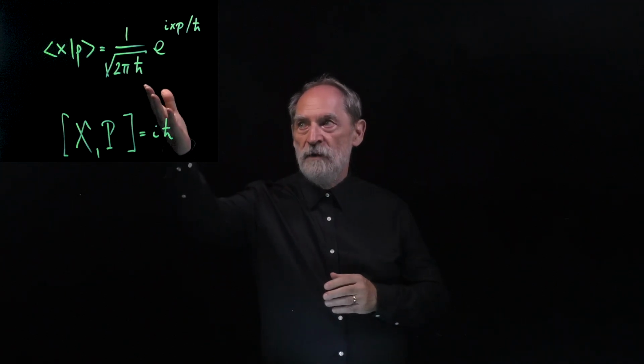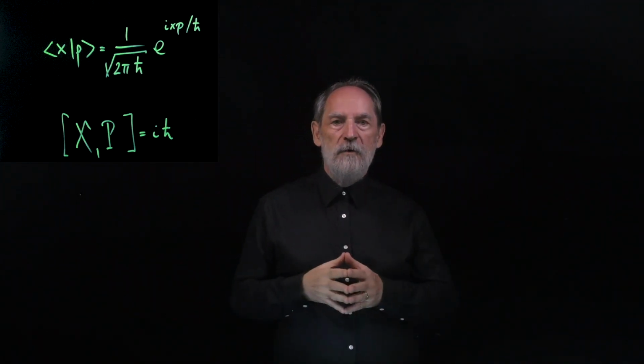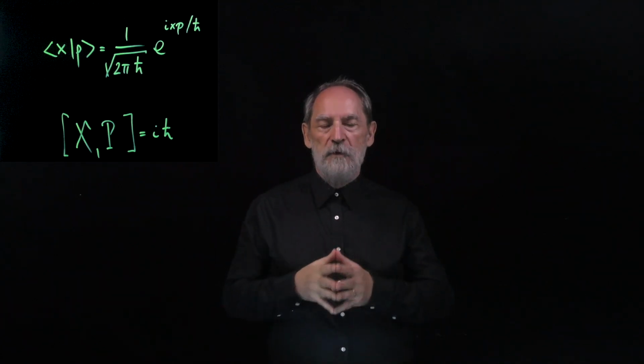In summary, we identified the momentum operator and recognized the profound symmetry between position and momentum that is visible, for example, in their commutator and in the position-momentum transformation function. In the next lecture, we learn about the uncertainty relation for position and momentum.